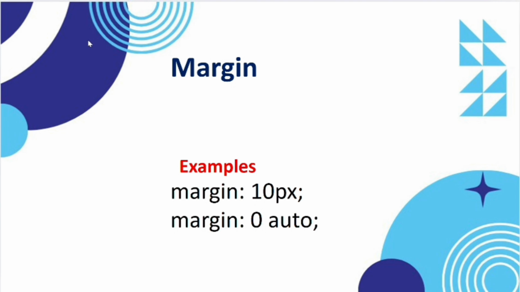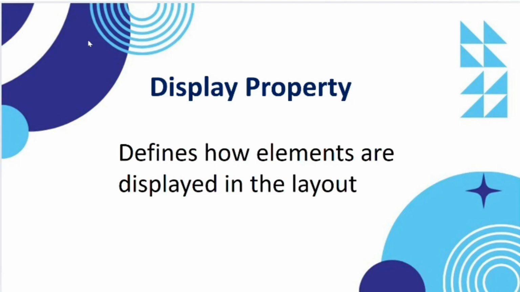Now let's see the display property. Display controls how an element behaves in the layout. Block takes the full width, like div. Inline takes only as much space as needed, like span. Inline-block is like inline but allows height and width. None hides the element. These behaviors affect stacking and spacing.